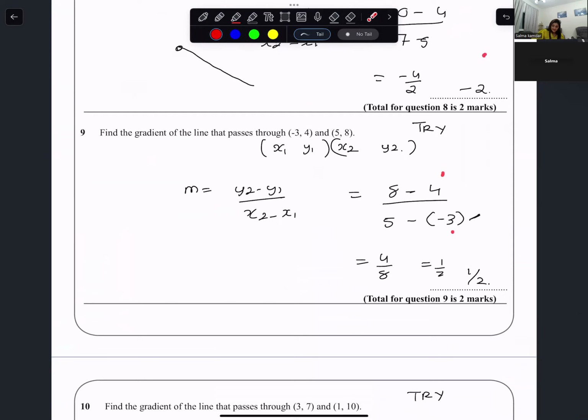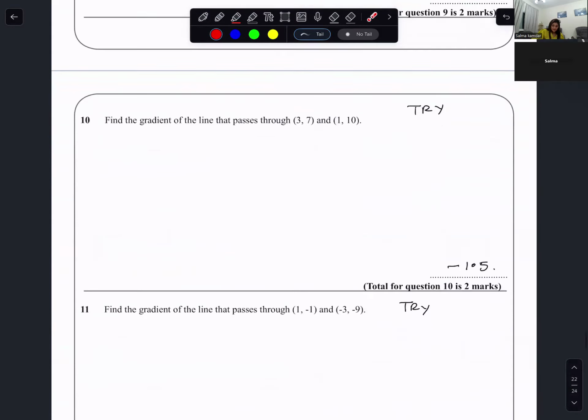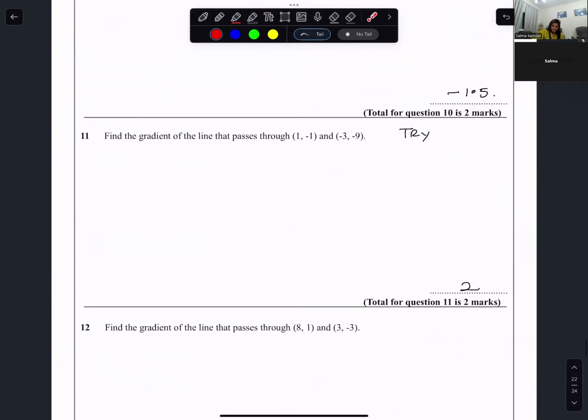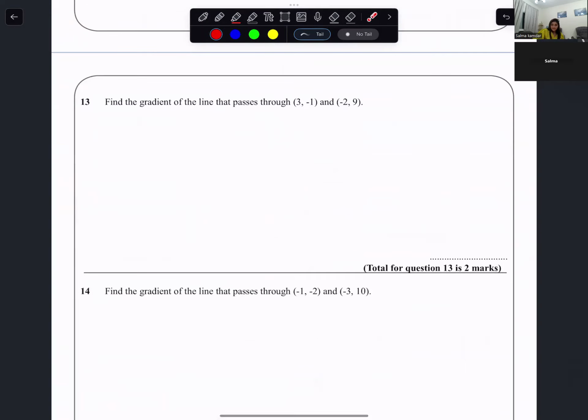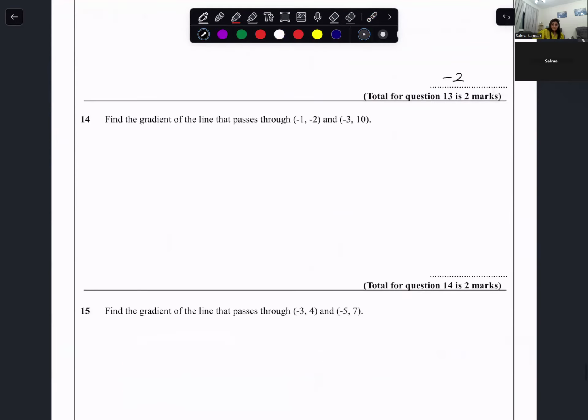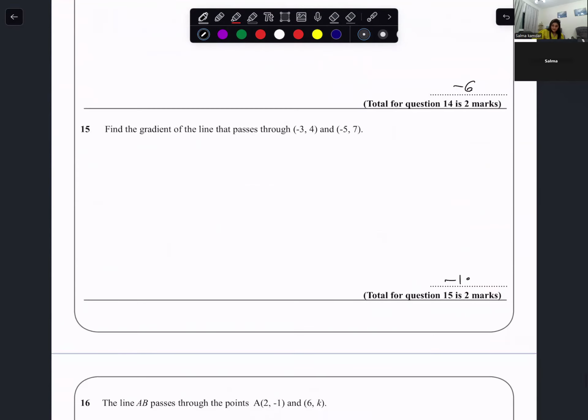Pause, try, come back. If you see your x1 is minus 3 over here, putting it in brackets like this is very important so that you don't mess up with the signs. You're going to try questions number 10, 11, 12, 13. They are all the same. You just need to practice. Here the gradient is minus 2. Self-evaluation is very important. Question number 15. Here your gradient is minus 1.5.